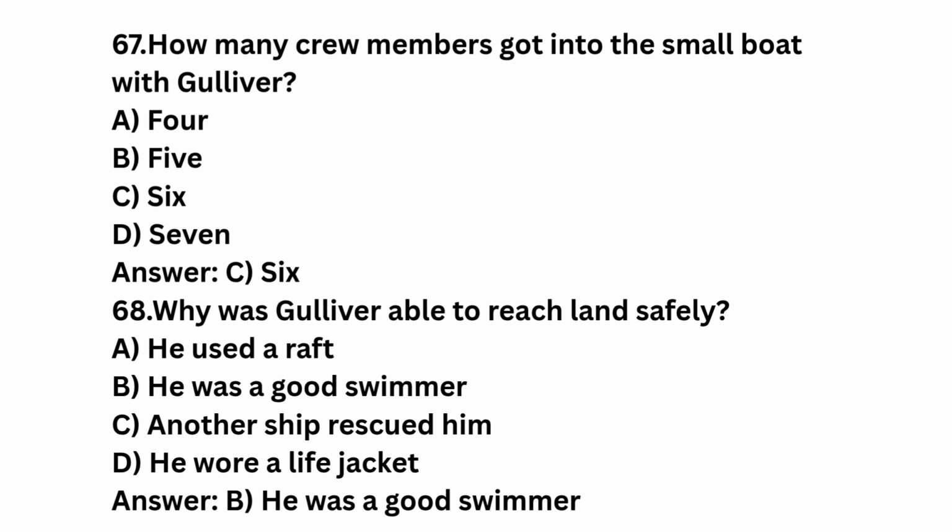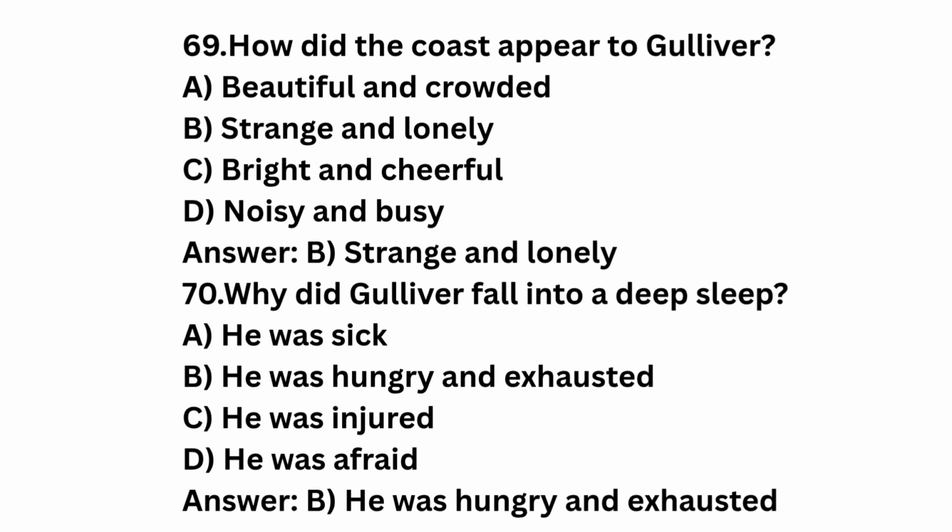How many crew members got into the small boat with Gulliver? 4, 5, 6, 7. Answer: 6. Why was Gulliver able to reach land safely? He used a raft, he was a good swimmer, another ship rescued him, he wore a life jacket. Answer: he was a good swimmer. How did the coast appear to Gulliver? Beautiful and crowded, strange and lonely, bright and cheerful, noisy and busy. Answer: strange and lonely. Why did Gulliver fall into a deep sleep? He was sick, he was hungry and exhausted, he was injured, he was afraid. Answer: he was hungry and exhausted.